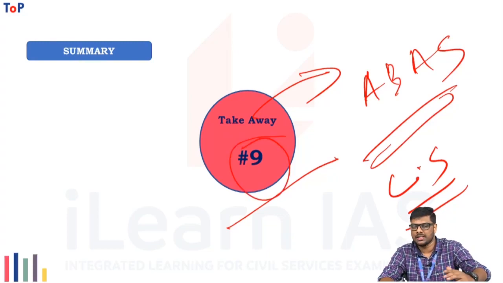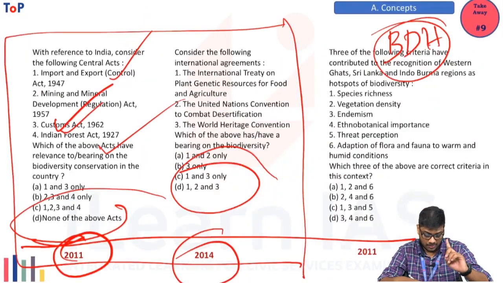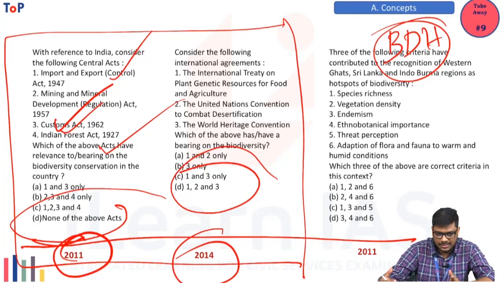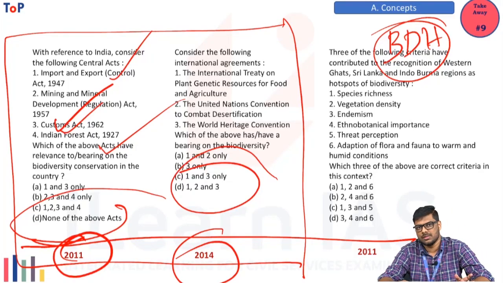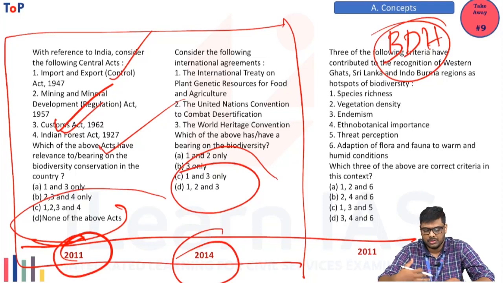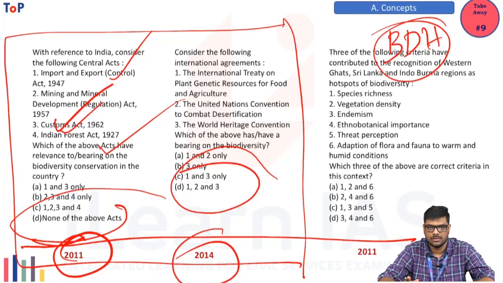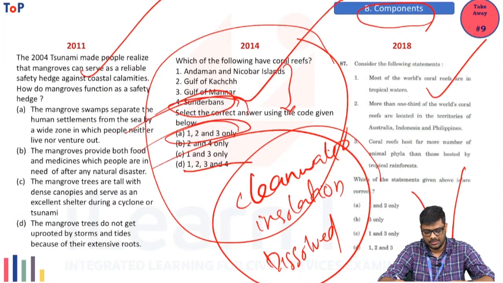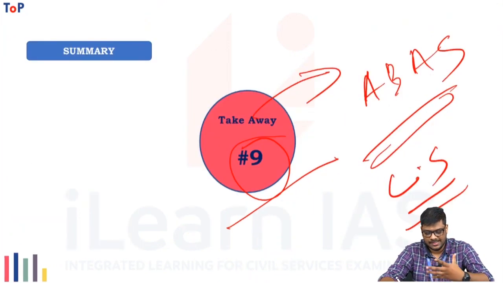Prepare less on general things of biodiversity, and remember one more thing, these kinds of questions haven't been asked recently. So what if UPSC decides to ask such questions? So keep an eye on these kinds of questions and practice them. You will get a similar question if you are lucky enough in the 2020s prelims. That's it. So this is the summary of takeaway number 9.